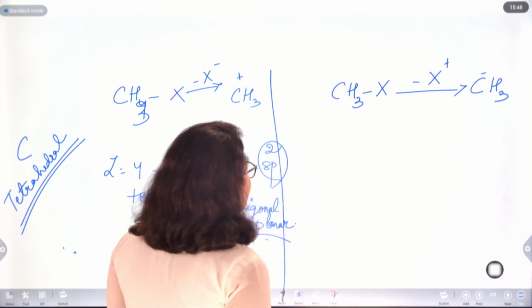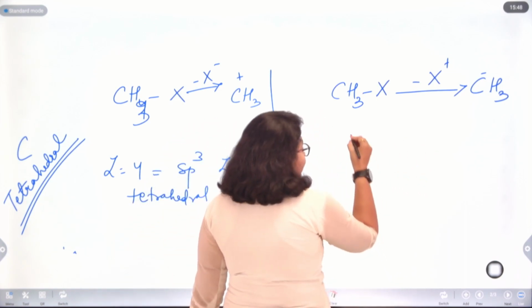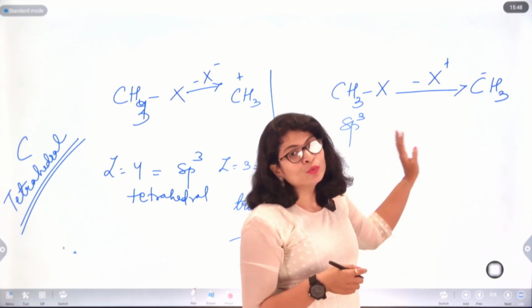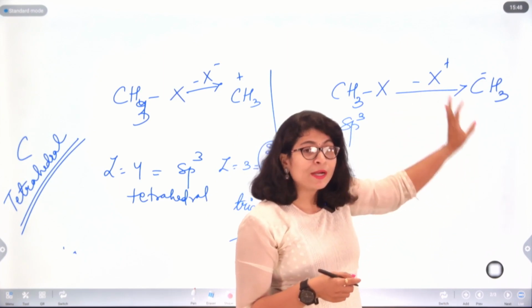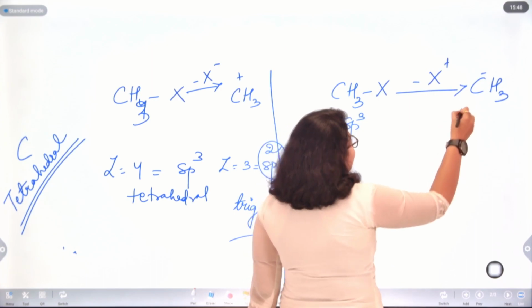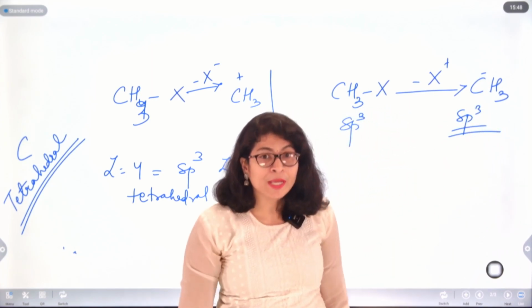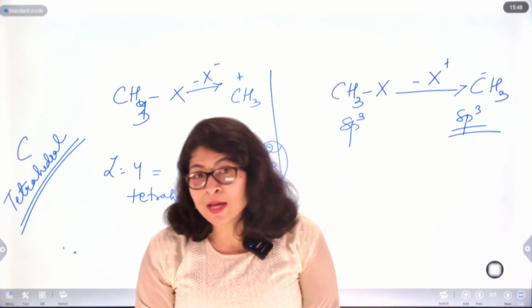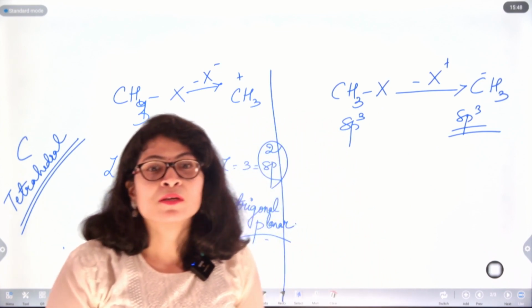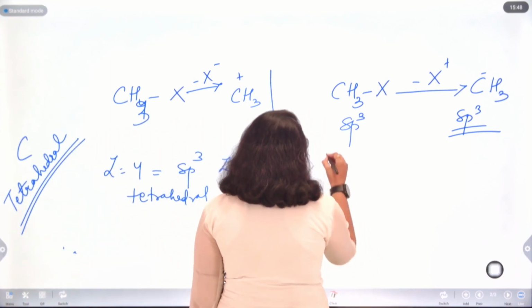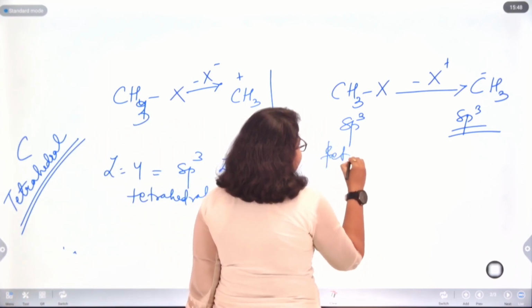So what becomes the structure of this? Or if I say hybridization, then it was sp3 initially, and after losing the heteroatom also, it is in the sp3 hybridization. Now if I talk of shape, when it was sp3 hybridized, the shape was regular tetrahedron. Like any sp3 hybridized carbon, it was tetrahedron.